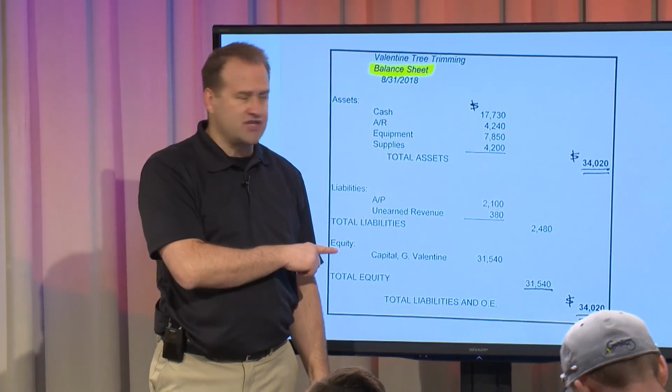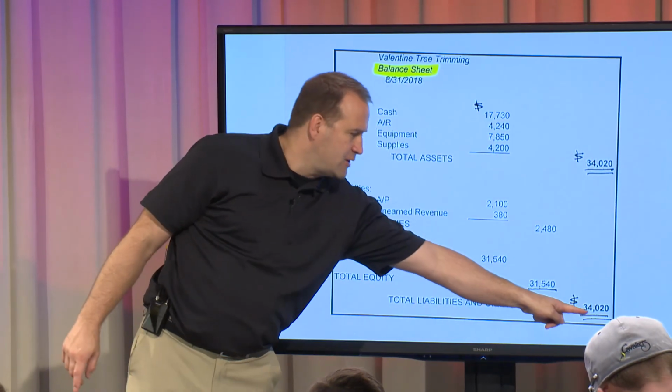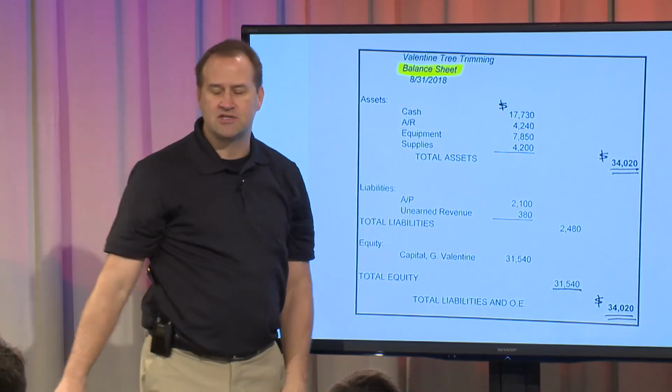Are there any quick questions about Valentine? You can see unearned revenues there. That plus that equals that. Okay, this is a top to bottom. That's fine, as opposed to left, right.